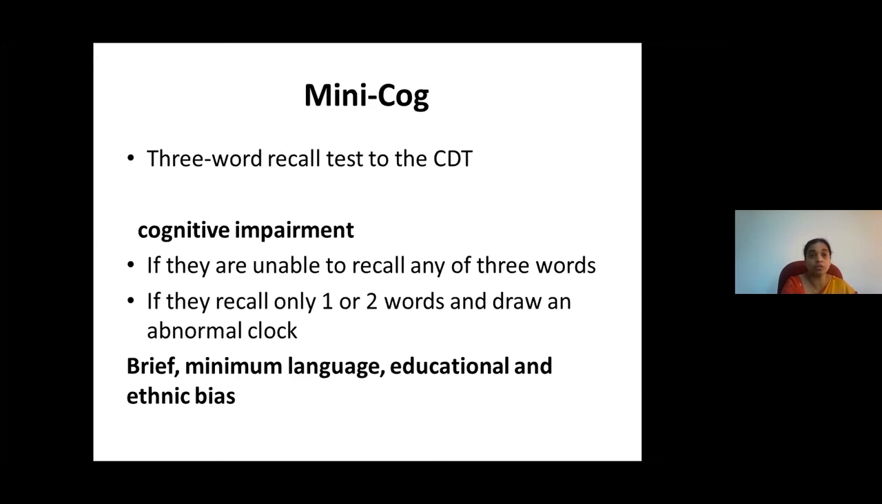So the patient needs to score 3 or more to say that they do not have cognitive impairment. It should be either 3 or more than 3. It is brief and has minimal language, educational and ethnic bias. So the mini-cog is used in a geriatric clinic, in the cognitive assessment. We usually combine the mini-cog with the MMSE. So both together will carry more sensitivity than either one alone.